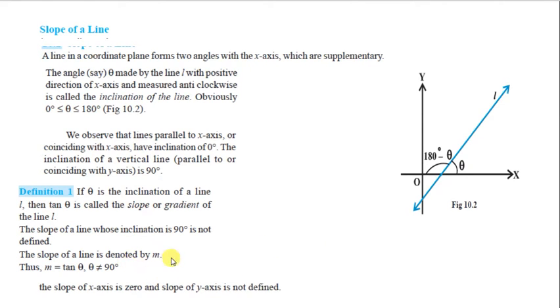Generally, the slope of a line is denoted by small m. This is the general notation for writing the slope of a line. Now the slope of the x-axis will be 0, because theta becomes 0, and tan 0 is 0. And the slope of the y-axis is not defined because tan 90 is not defined.